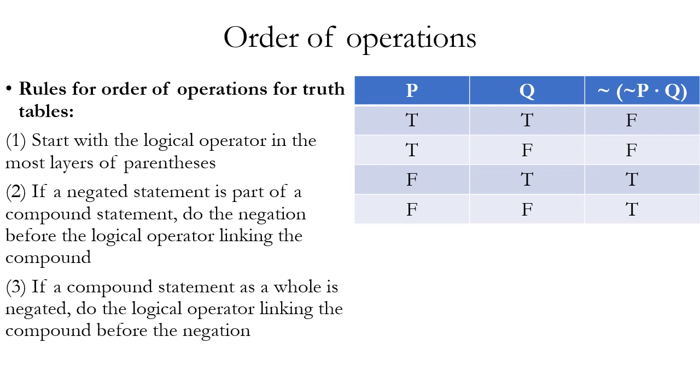Now we have to figure out what is the next operator we should calculate here. Is it the tilde before, or outside, the parentheses, or is it the dot inside? You may remember from our previous discussion, it's going to be the dot inside the parentheses. And now you have to remember the rule for dot, or conjunction. When is the conjunction going to be true and when is it going to be false?